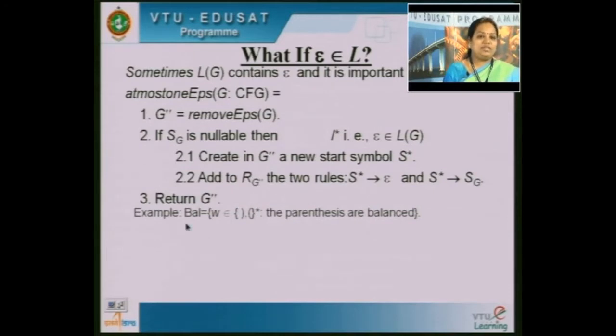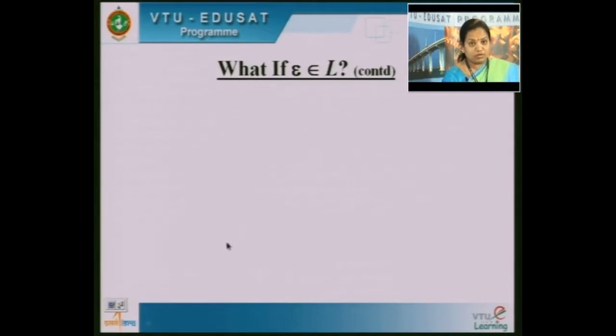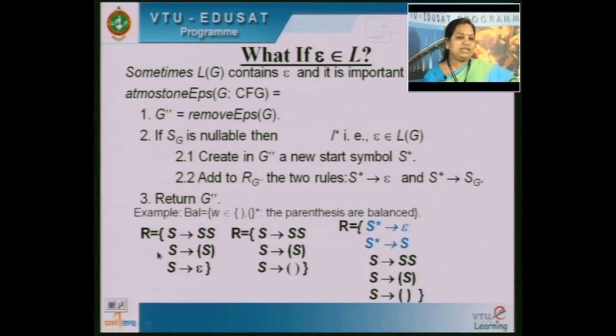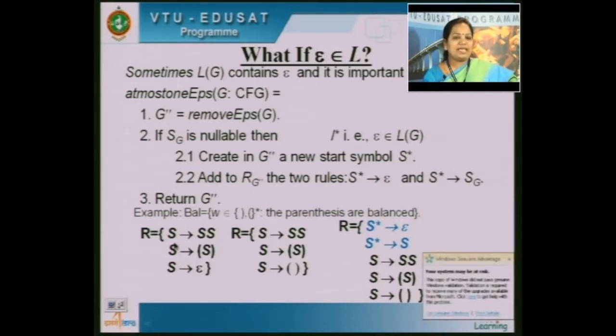Let us see one example for the same, balancing the parentheses. You can see here this was the grammar written: S tends to SS, S tends to opening parenthesis S closing parenthesis, S tends to epsilon. First let us apply remove epsilon. On applying remove epsilon, we eliminate S tends to epsilon. So, S tends to SS as it is, S tends to opening parenthesis S closing parenthesis as it is, and if I apply S as epsilon, I will get S tends to opening parenthesis and closing parenthesis, and S tends to epsilon is eliminated.